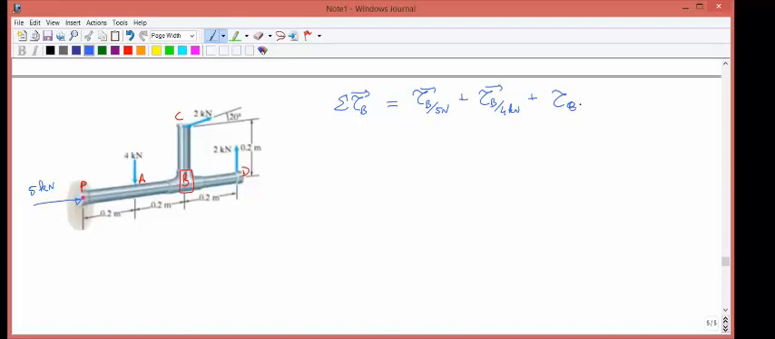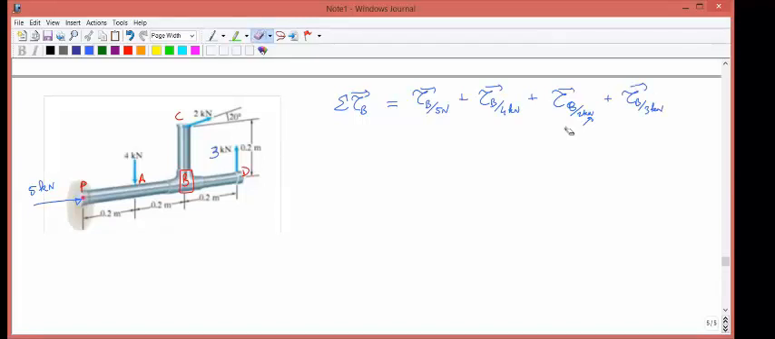Oh, that's going to be confusing. So let's change this to 3. Up, up. And then 3 kilonewton.